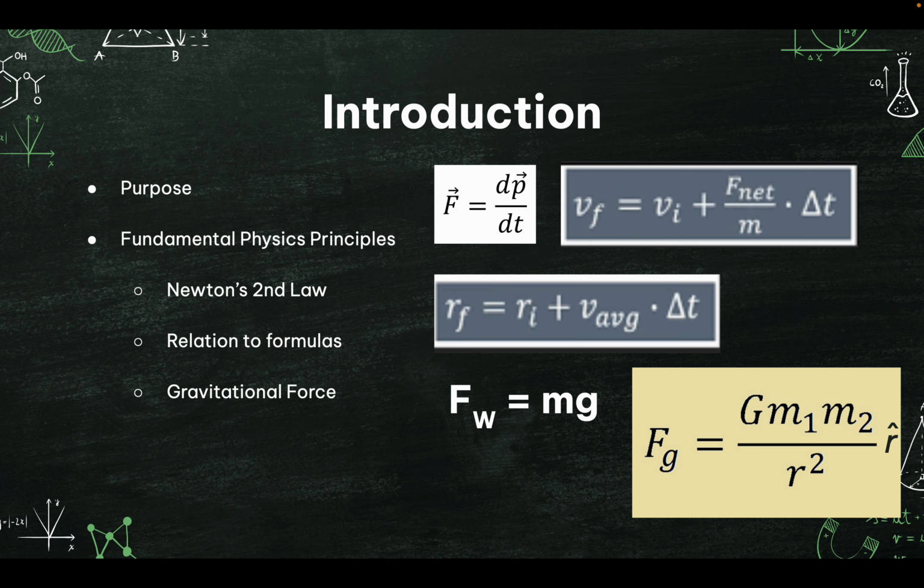Another important formula is the weight of the object equaling the mass times the gravitational acceleration near the Earth's surface. And this g acceleration can be calculated from the equation F sub g is equal to the gravitational constant, this is a different one, times both of the masses in the system divided by the magnitude of the position vector squared, times the unit vector of the position vector.